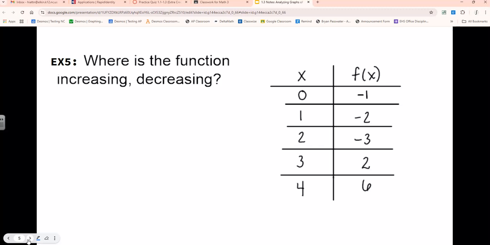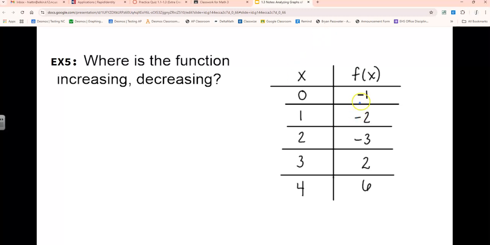Okay, this one is a little bit of a trick question. I mostly am putting this one here to prove a point. If I look at this table right here, it's asking where the function is increasing, decreasing, or increasing, decreasing. It doesn't ask for constant here, but it could have.